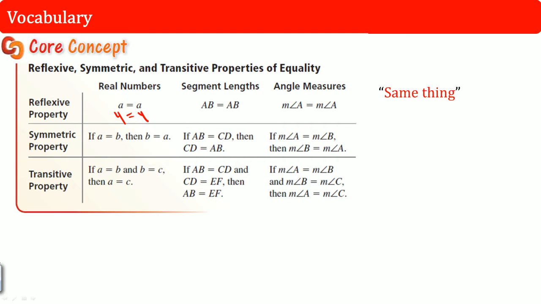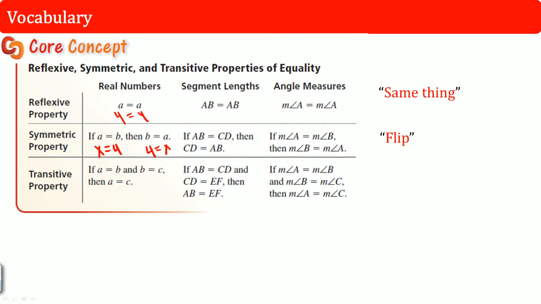Symmetric: if A equals B, then B equals A. So let's say X is equal to 4. We can say 4 is equal to X. I essentially just flip it. Likewise, you could see it in line segments: AB equals CD, therefore you can write CD equals AB. Or angle A is equal to angle B, likewise angle B is equal to angle A. That's the flip.